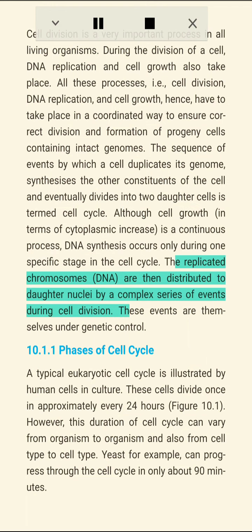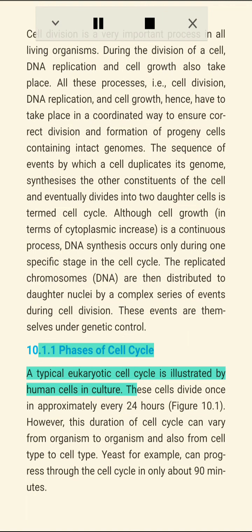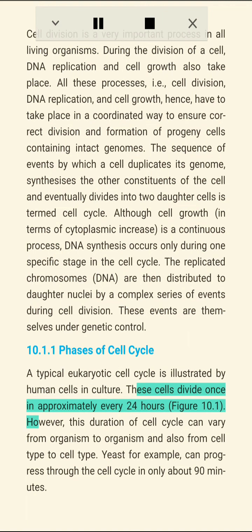Although cell growth, in terms of cytoplasmic increase, is a continuous process, DNA synthesis occurs only during one specific stage in the cell cycle. The replicated chromosomes, DNA, are then distributed to daughter nuclei in the process of cell division. These events are themselves under genetic control. 10.1.1 Phases of cell cycle.